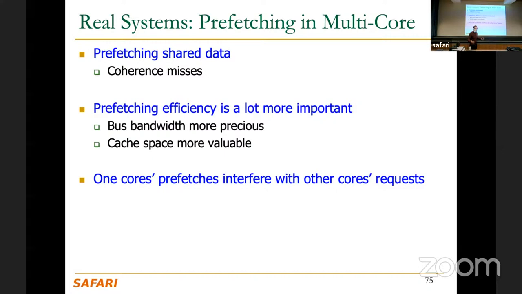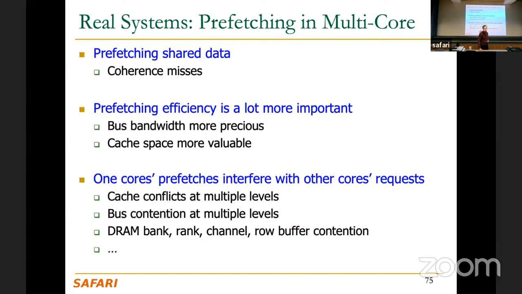And one core's prefetches interfere with other cores' requests, both inside the caches as well as in the memory. So you can have cache conflicts, bus contention, and all of the conflicts that we've discussed at the DRAM level. You need to be more careful about that. In fact, one core's prefetches can kick out demands from some other core. One core's demands can kick out useful prefetches from some other core. So there's also that other aspect.